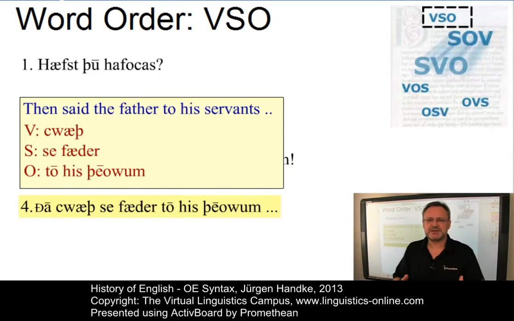And this is a typical example where we have an initial adverbial tha in the 1st position. So this is a typical word order for verb fronting in Old English. And those of you whose mother tongue is German know that this is the same in modern German. Adverbial plus verb in the 2nd position.